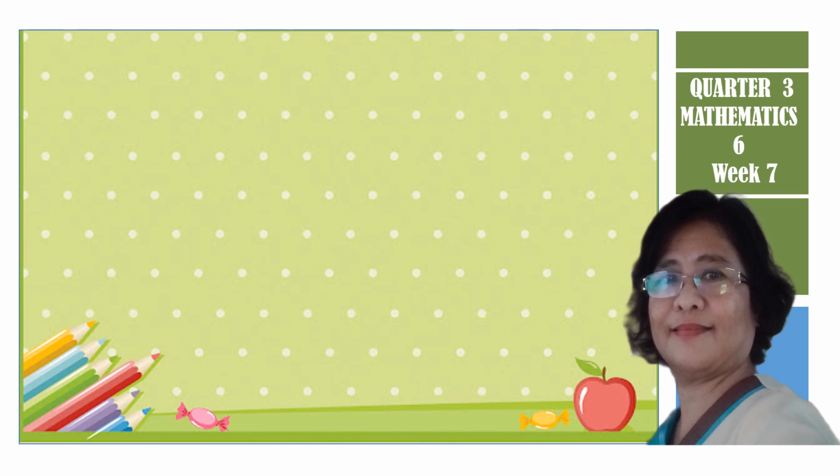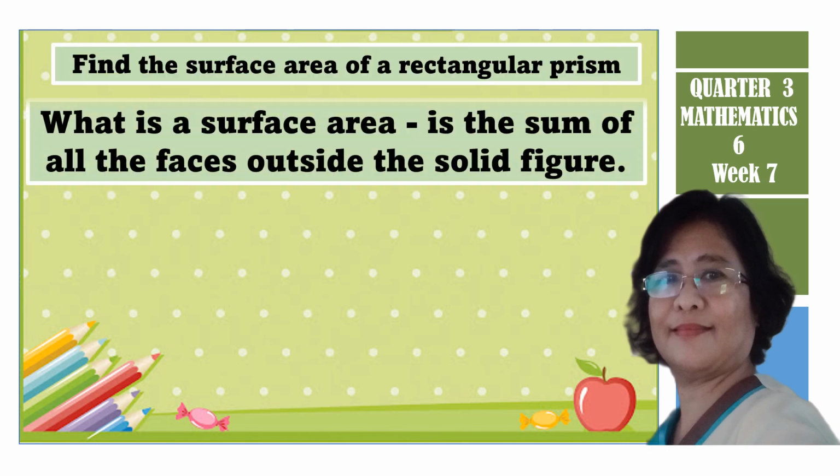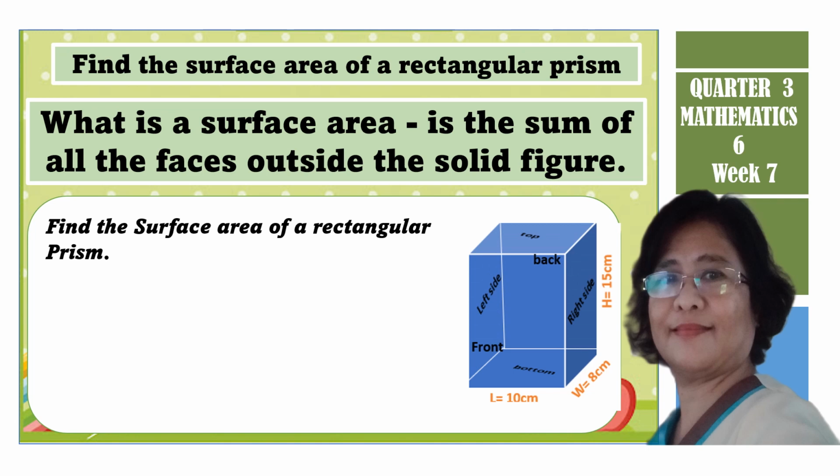Now, let us learn about the surface area of the rectangular prism. Again, let us learn the meaning of the surface area. It is the sum of all the faces outside the solid figure. Okay, let's find out the surface area of the rectangular prism. So this will be our rectangular prism.